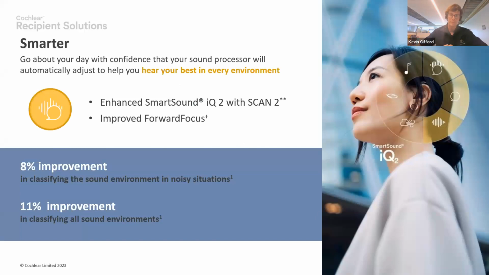So these are two really cool features I like about the Nucleus 8. Experiencing our best hearing technology yet with the SmartSound iQ 2 with SCAN 2. What that does is it senses changes in your environment and automatically adjusts for clearer sound. So no longer do you have to go to your smartphone to change the setting or have a remote in your pocket and a phone. The Nucleus 8 now has the capability to automatically do that for you.